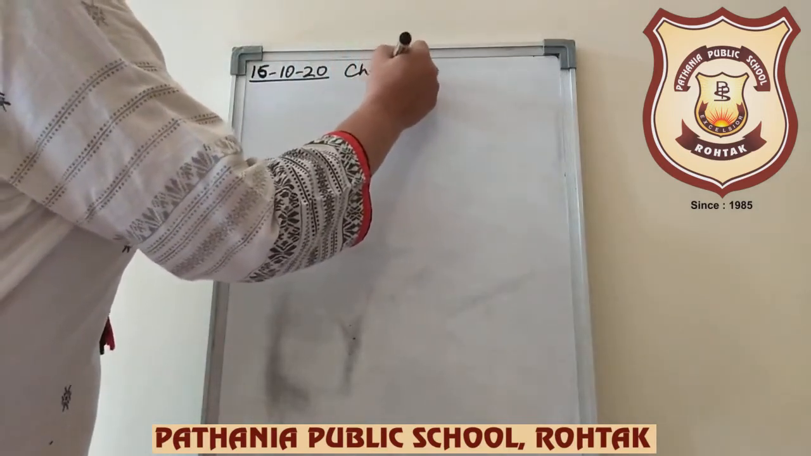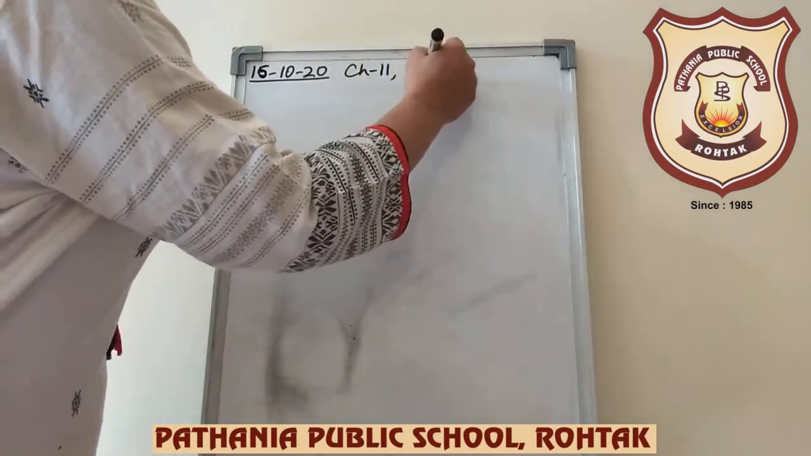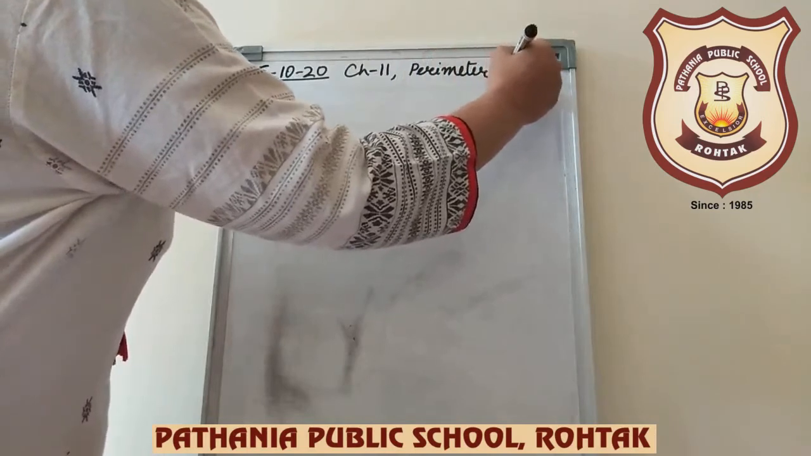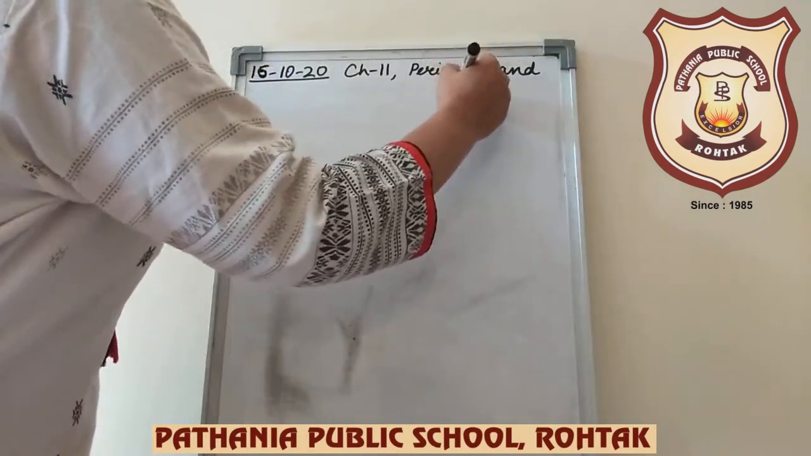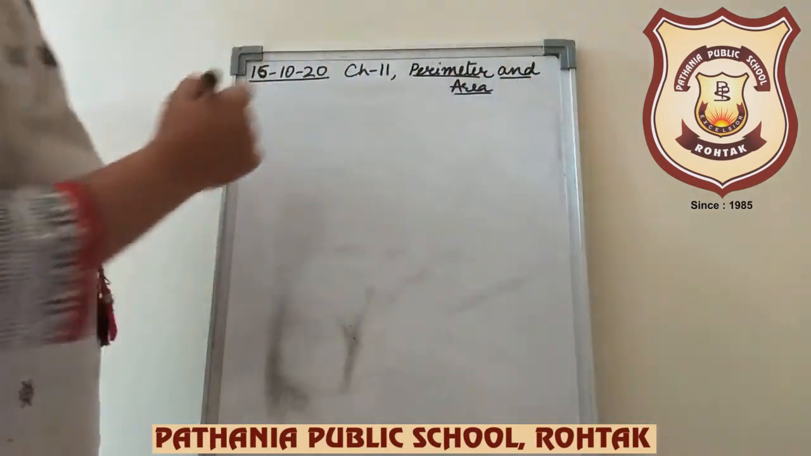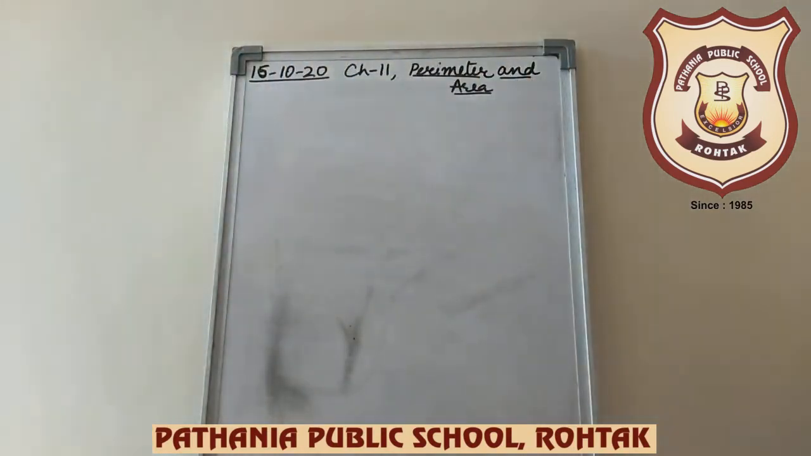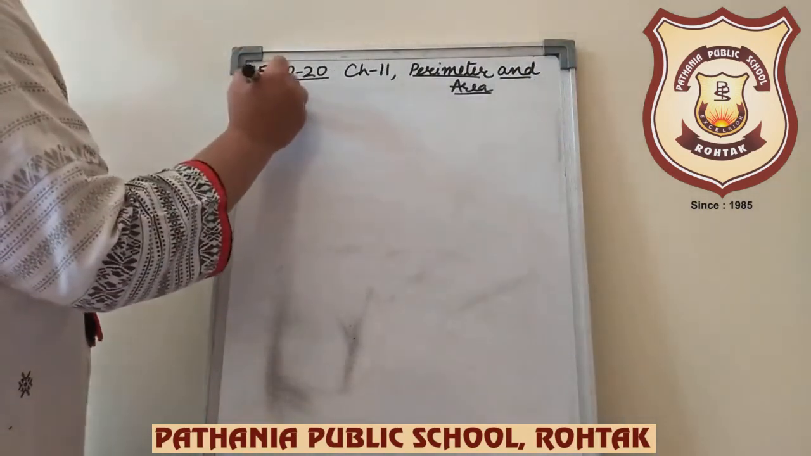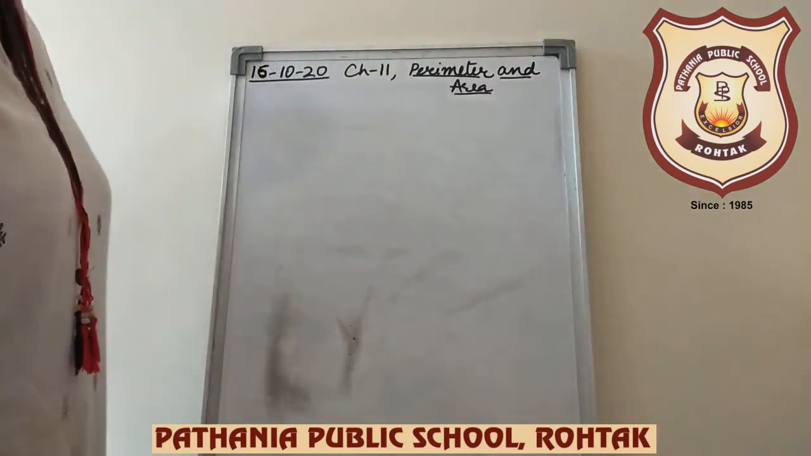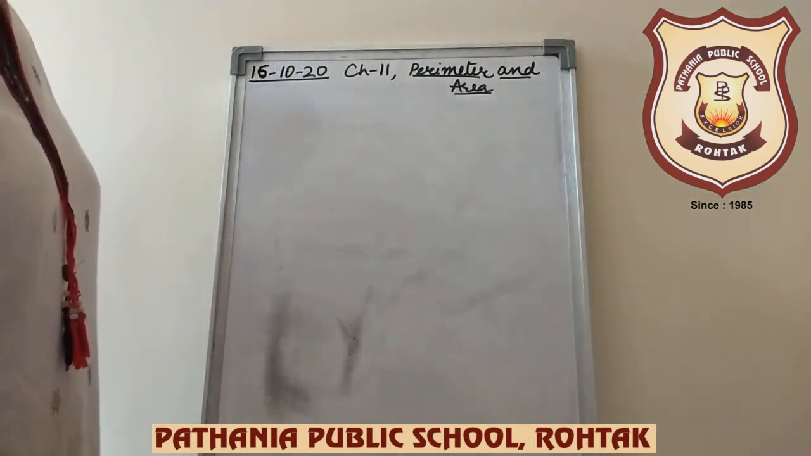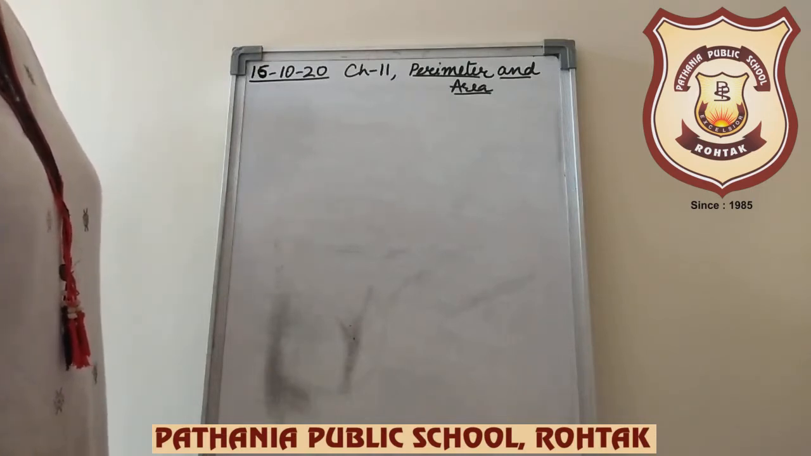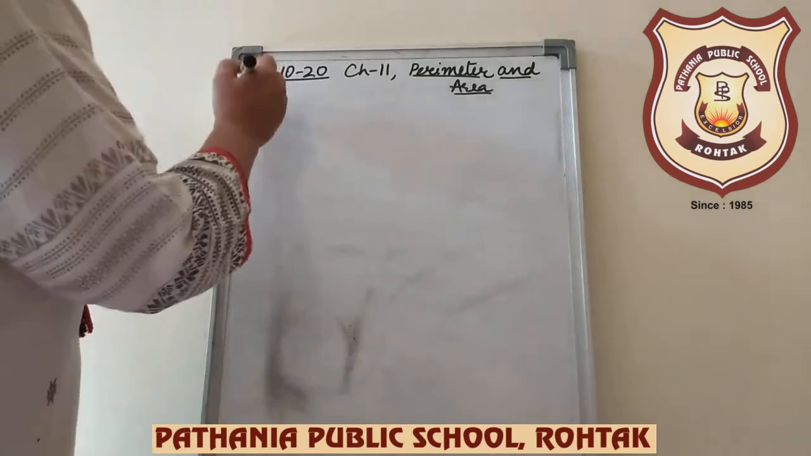We are on chapter 11, perimeter and area. Yesterday we discussed the perimeter of square and rectangle, and area also of square and rectangle. Now here in applying thoughts, there is question number 1.